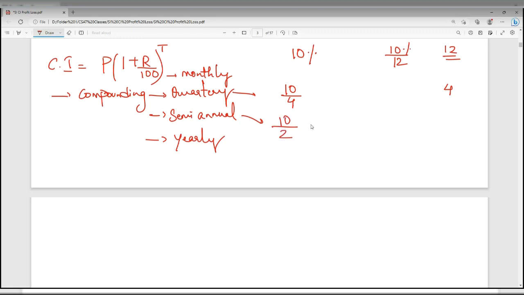So for every 6 months the interest would accrue, and then on that interest, again interest would be given. So this would be 10 by 2%. Yearly it is the same. The shorter the duration of the compounding, the higher the interest you would get. So I hope this is cleared. These are the basic concepts. We'll go through these concepts again when we are solving questions.